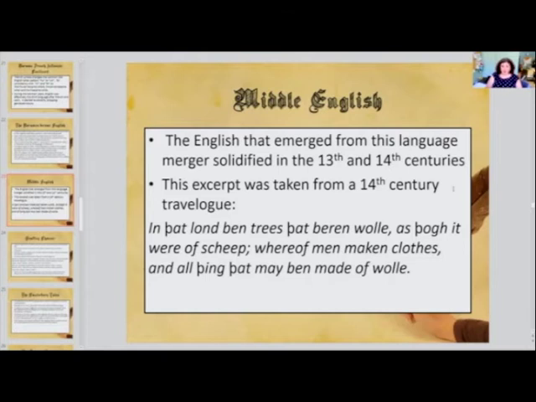In that land, ben trees that barren wool, as though it were a ship, whereof men mak in claws, and all things that may be made of wall. That doesn't sound too far off, right? So in that land, there were trees that bared wool, as though it was of sheep, where men make clothes, and all things that may be made of wool.